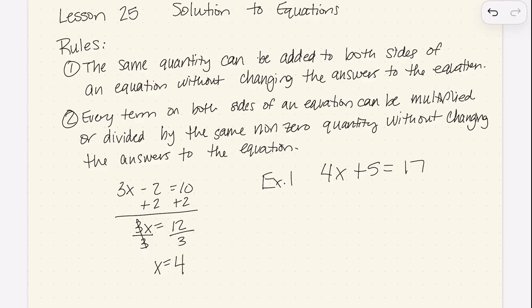Okay, so now let's look at some examples. Example number 1 says 4x plus 5 equals 17. My first step is I am going to add a negative 5 or just subtract 5, whichever way makes sense to you. 17 minus 5 is 12. And then I have 4x is what's left on that side. So 4x equals 12. I am going to divide by 4. That reduces down to 1x equals 12 over 4, or x equals 3.